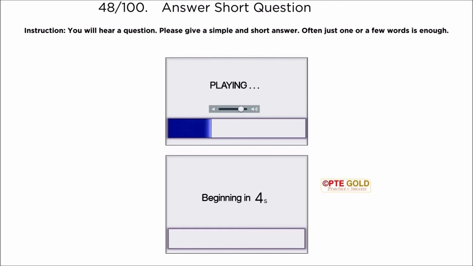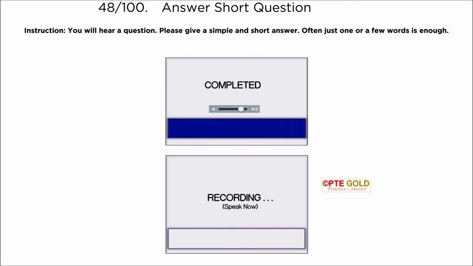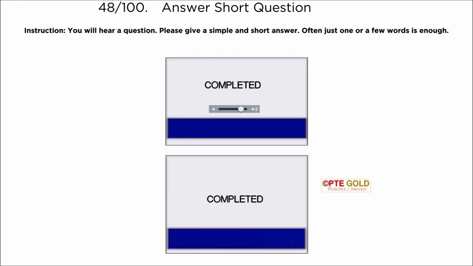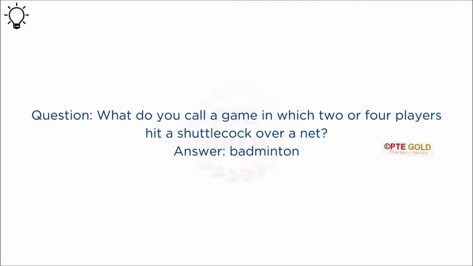What do you call a game in which two or four players hit a shuttlecock over a net? Badminton.